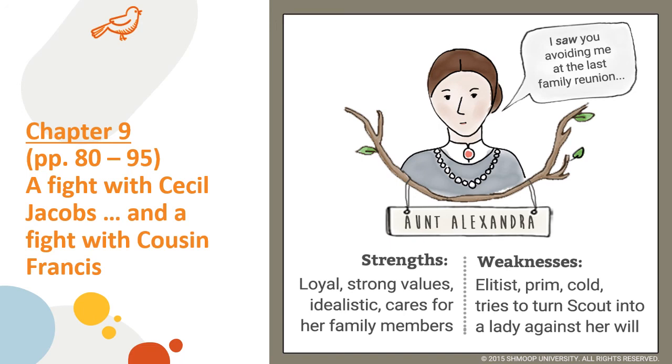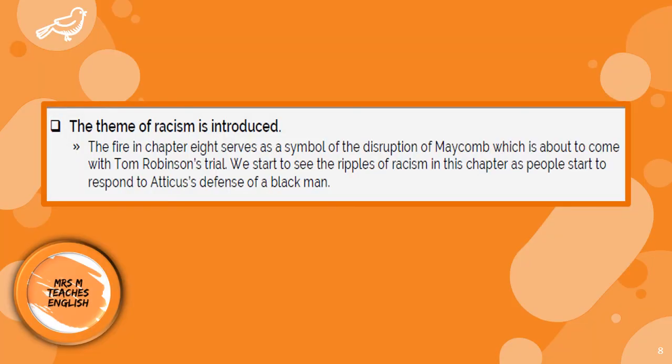Atticus refers to Macomb's usual disease, and that, of course, is the disease of racism. You need to start writing notes on the theme of racism. We start to see the ripples of this theme in this chapter as people start to respond to Atticus's defense of a black man, Tom Robinson.